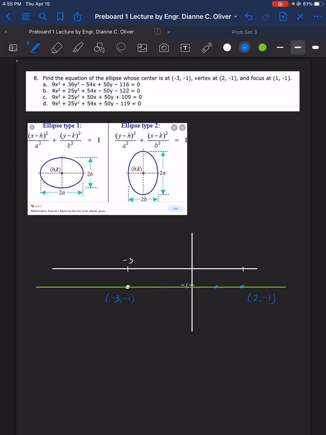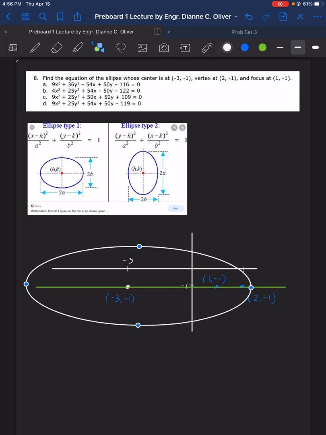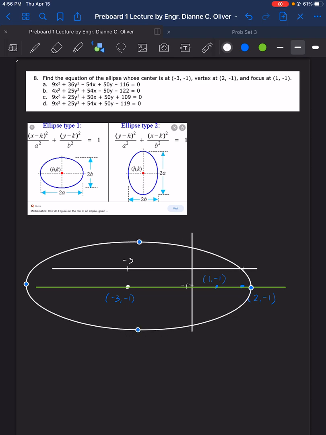So the focus is at (1, -1). If the vertex is already here and this is the focus, then this is how the ellipse looks like. Let's assume this is perfect. Okay, let's have that as the ellipse.